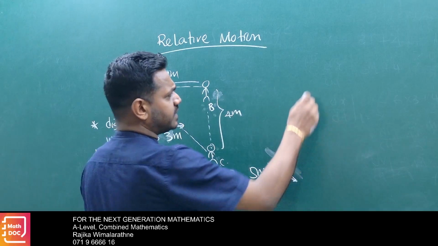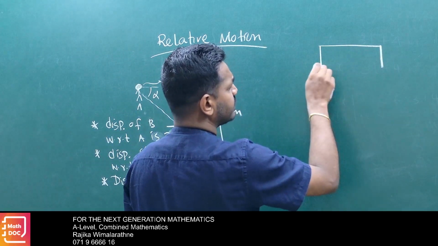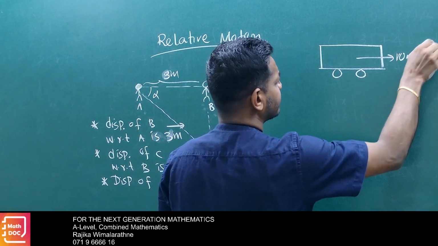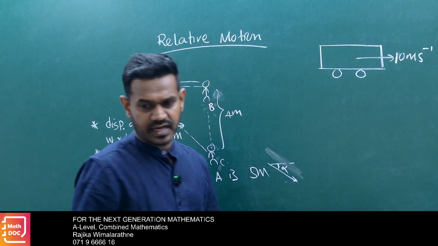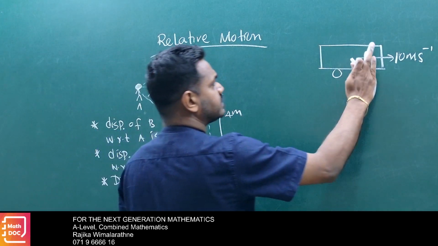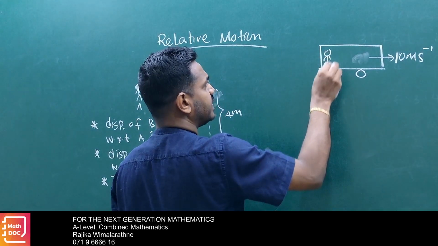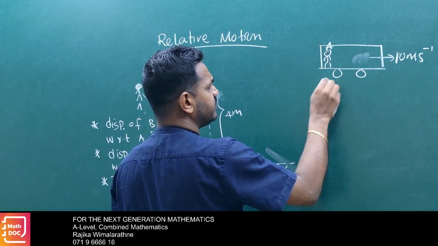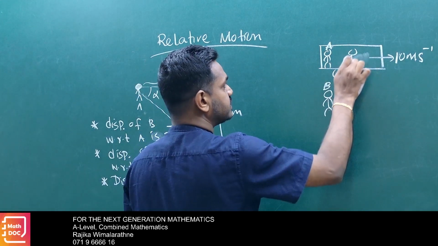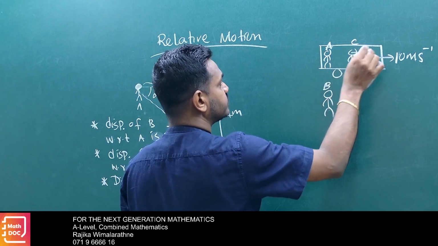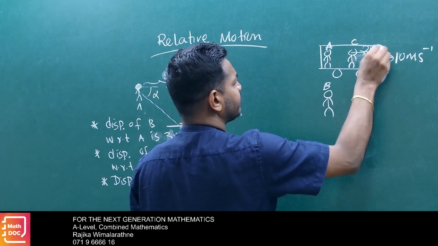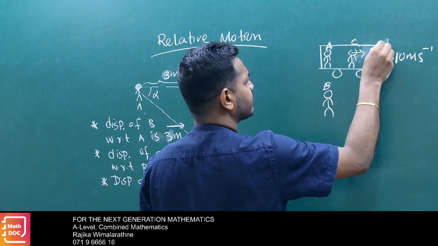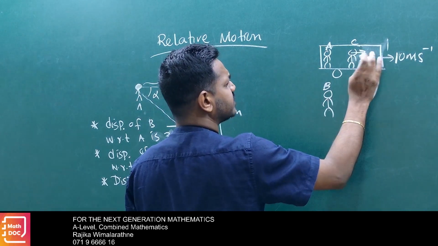Now further you consider this. Here a bus is moving with velocity 10 meters per second. Then there's a stationary observer here, say A, and outside the bus there's another stationary observer, say B. And here a passenger, let's say C, moves with velocity 2 meters per second, okay?